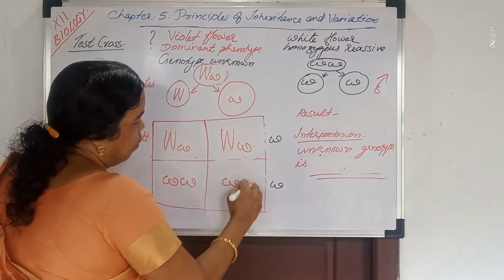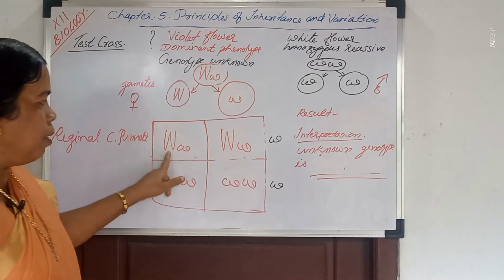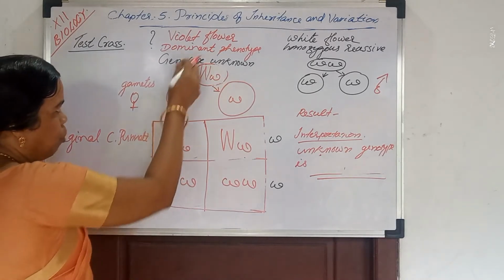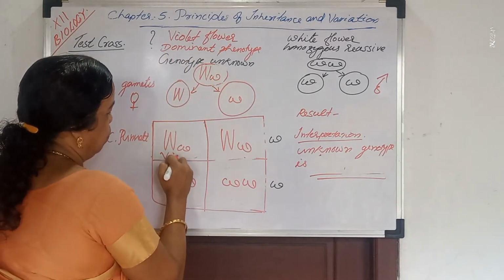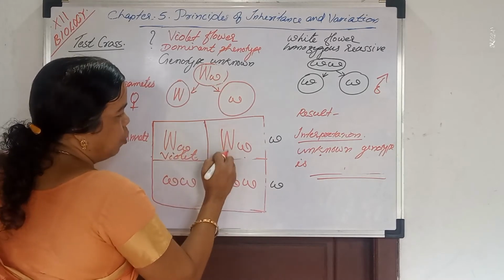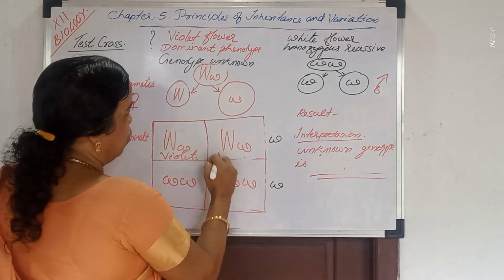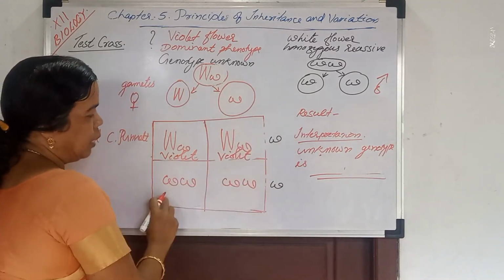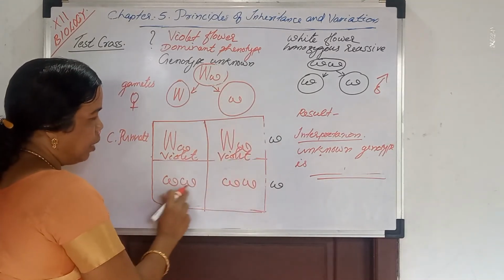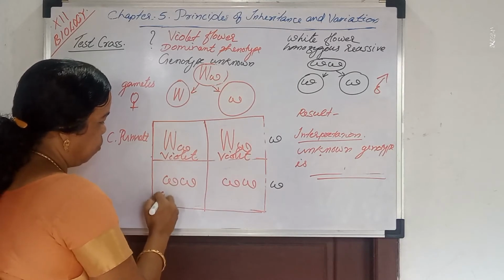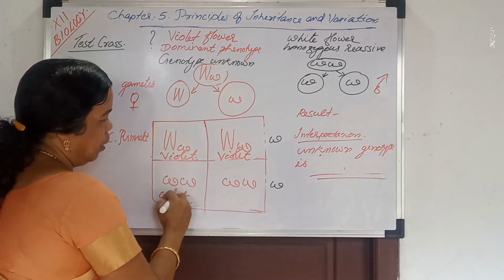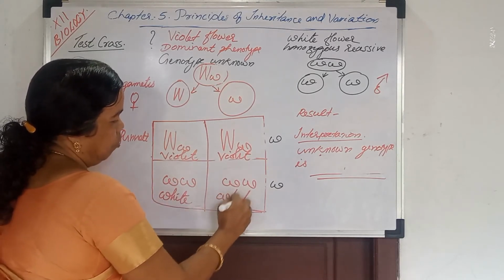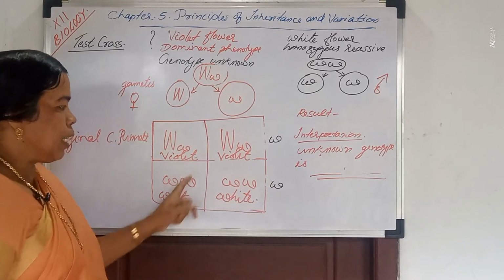Here also small w. So here first one has a dominant allele, so this will be violet. Here also one dominant allele, capital W, so this also violet. This one, two recessive alleles, homozygous, it expresses the white character, white. Here also white. So what is the result here?